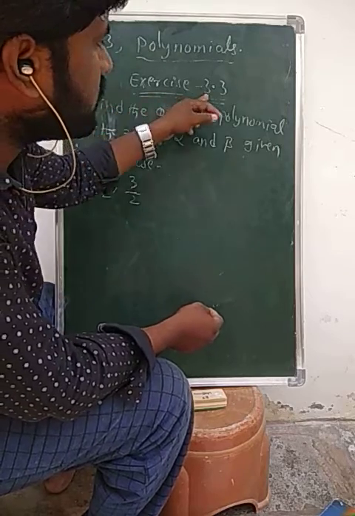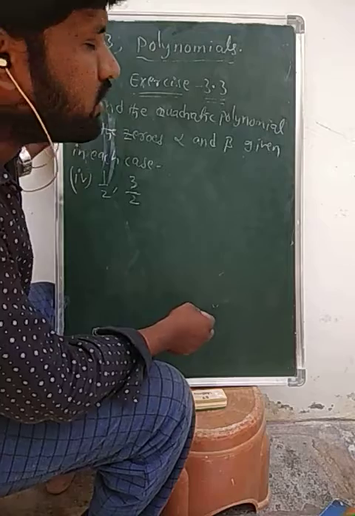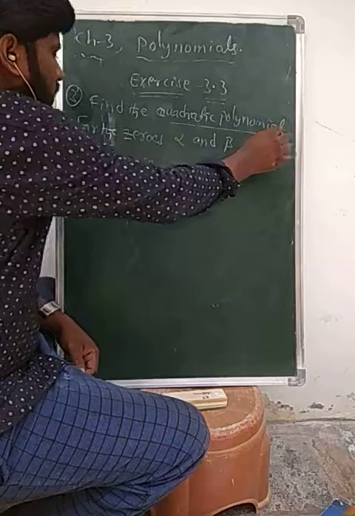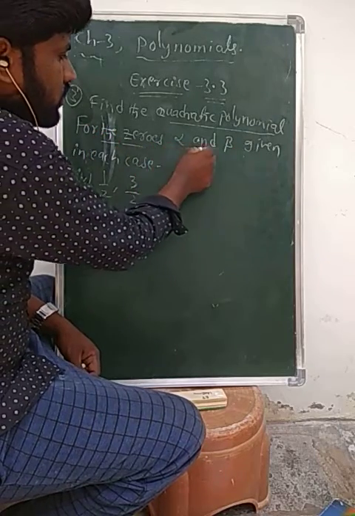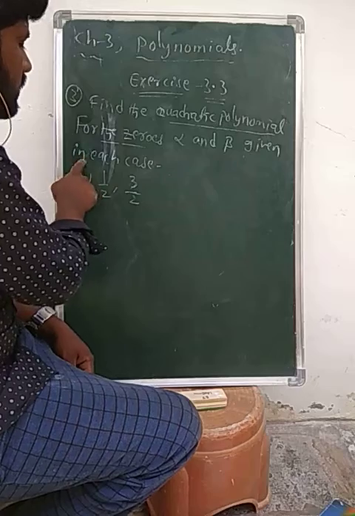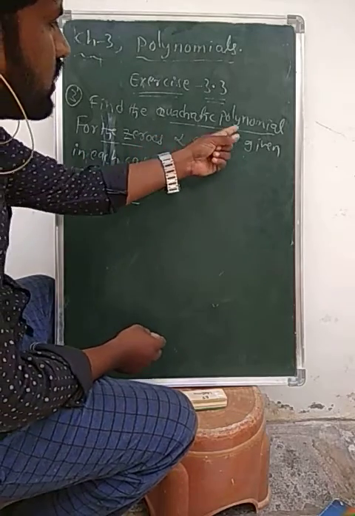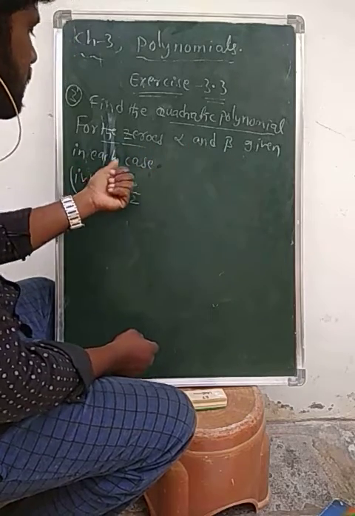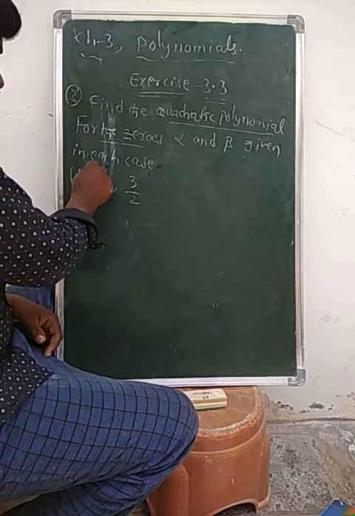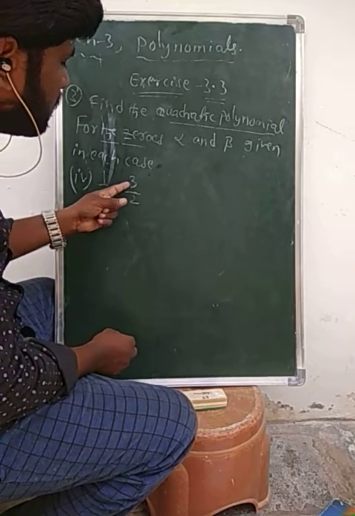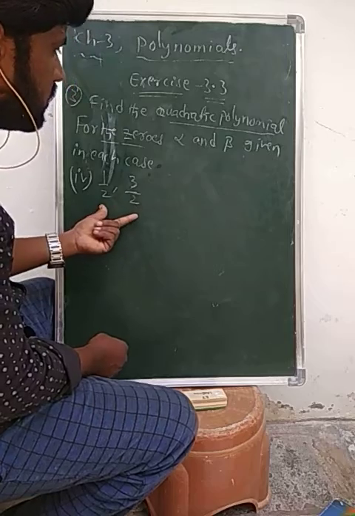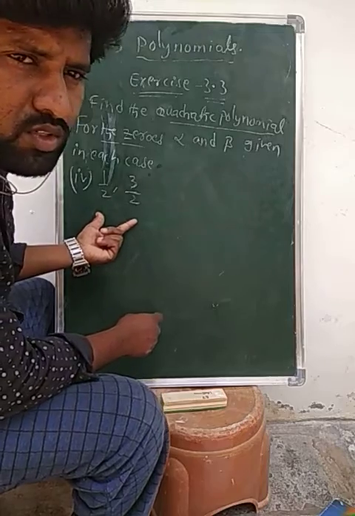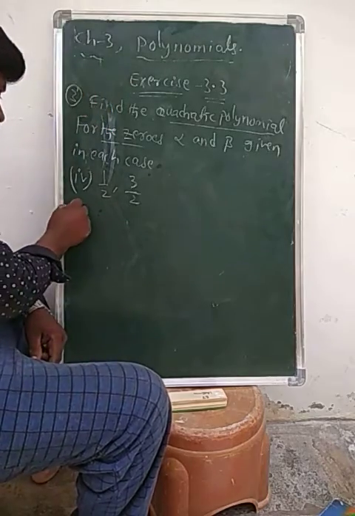In exercise 3.3, third main, the question is given: find the quadratic polynomial for the zeros alpha and beta given in each case. The fourth bit is given 1 by 2 comma 3 by 2. These two are zeros of a quadratic polynomial. Then by using these zeros I am going to write a polynomial. See its solution now.